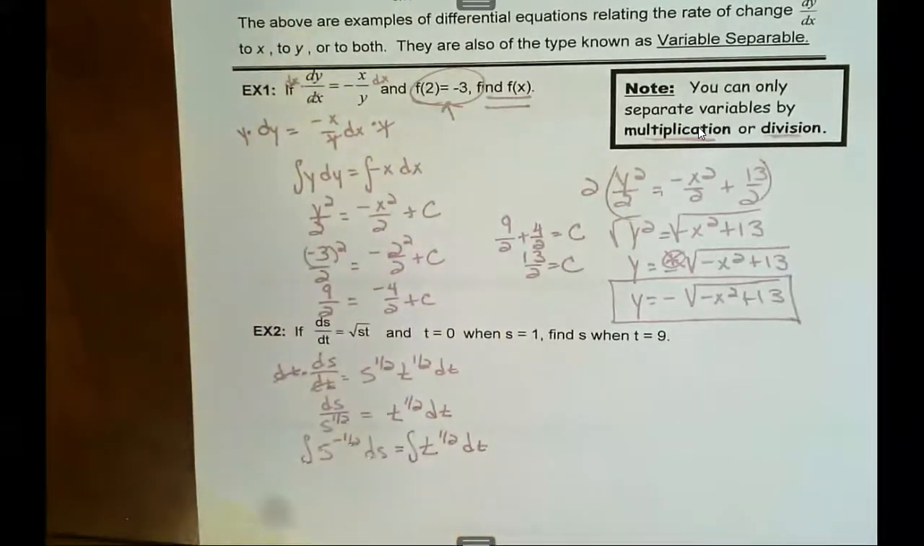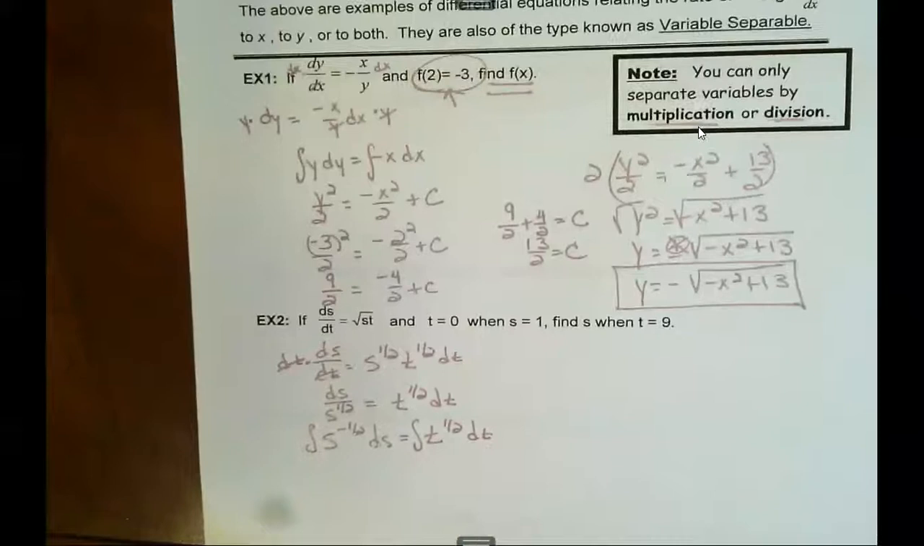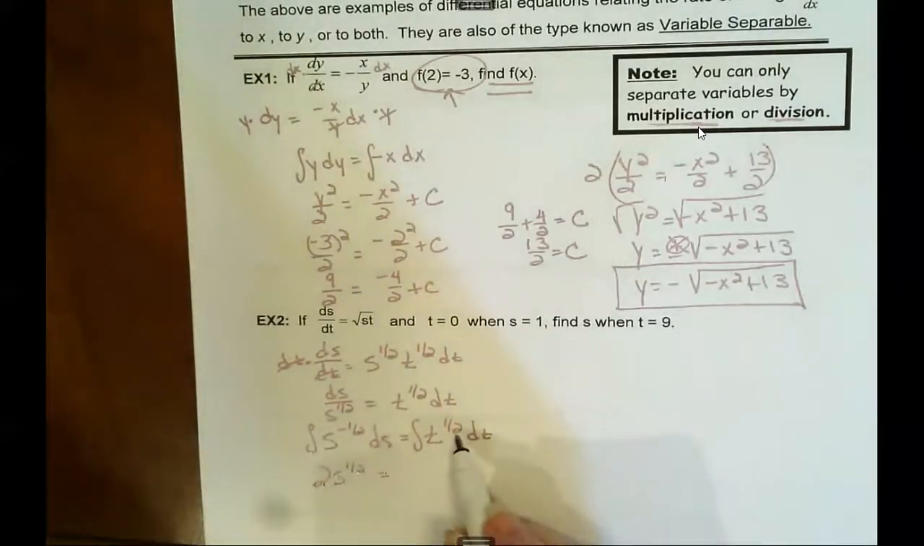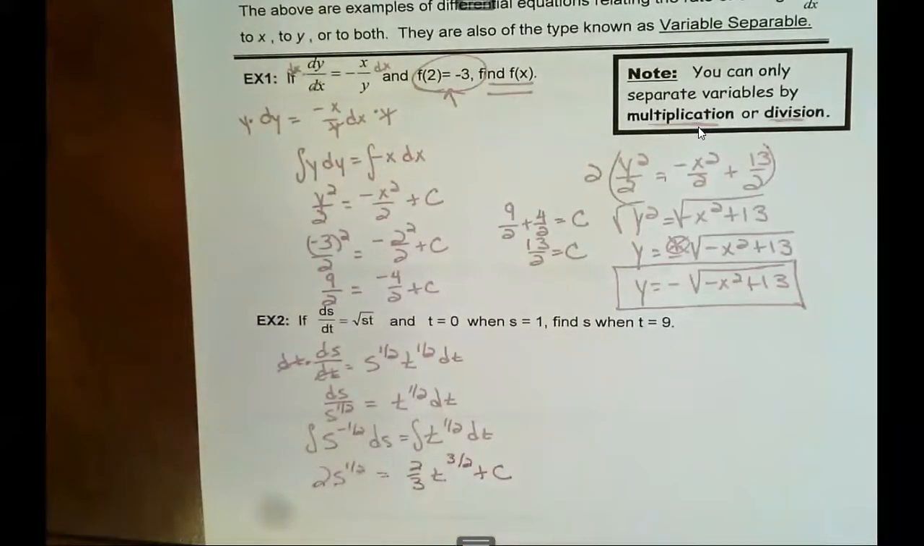All right, so now we can see our power rule. We can use our power rule to add to that. So we add 1, and we're going to get positive 1/2 over 1/2, or just 2s to the 1/2. And over here, we're going to add 1. We get 3/2 over 3/2, or 2/3 t to the 3/2 power, and we're going to put our plus c.